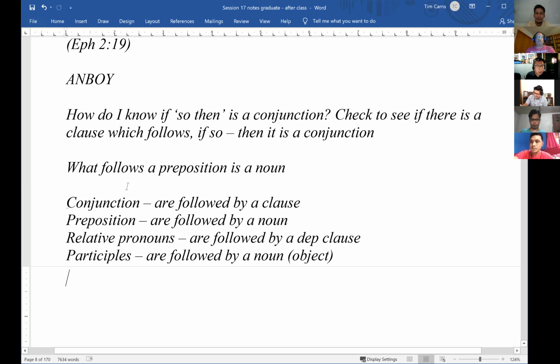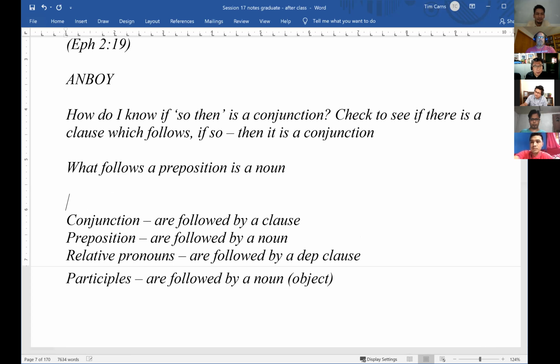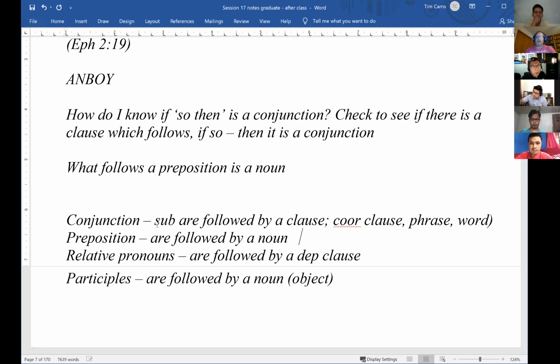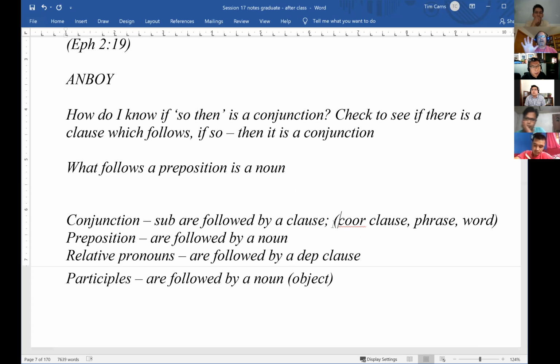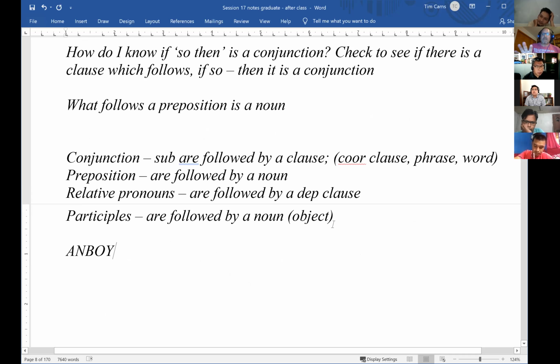But as far as the connector words go, you can remember that a conjunction, especially a subordinating conjunction, is followed by a clause. Coordinating can be followed by a clause, a phrase, or a word. So they're a little more tricky, but that's okay. Do you know why? Because with coordinating conjunctions, there's only five. So we know what they are. Memorize "and boy." And then you'll know the coordinating conjunctions.